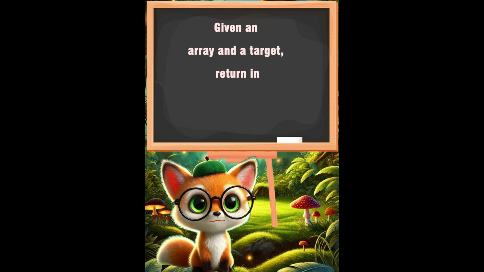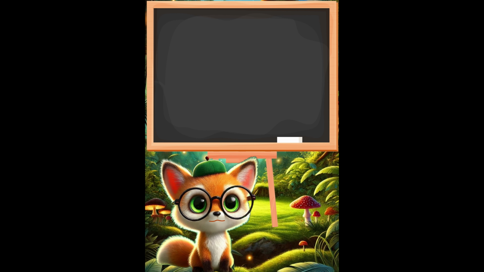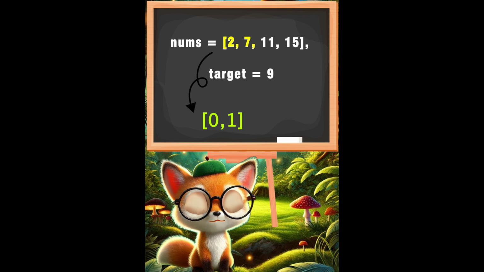Given an array and a target, return indices of two numbers that sum to the target. Example, nums equals [2, 7, 11, 15], target equals 9. The answer, indices 0 and 1.